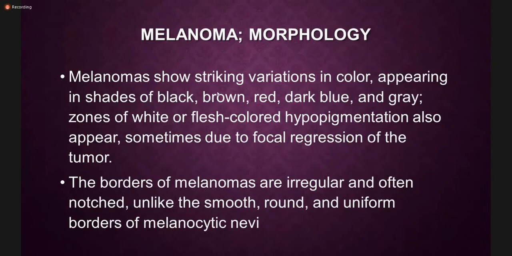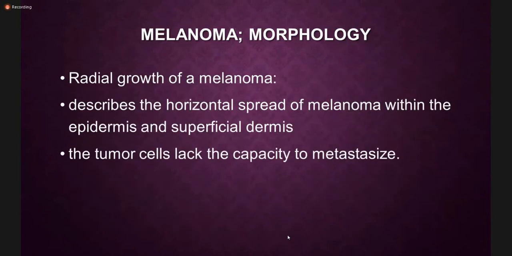Now coming to the morphology. On examination, melanoma shows striking variation in color. There is marked variation, and the shades are black, brown, red, dark blue, and gray in a single lesion. White, flesh-colored hypopigmentation may also appear due to regression of the tumor. The borders of the melanoma are irregular and often notched, unlike the smooth, round, uniform borders of melanocytic nevi.